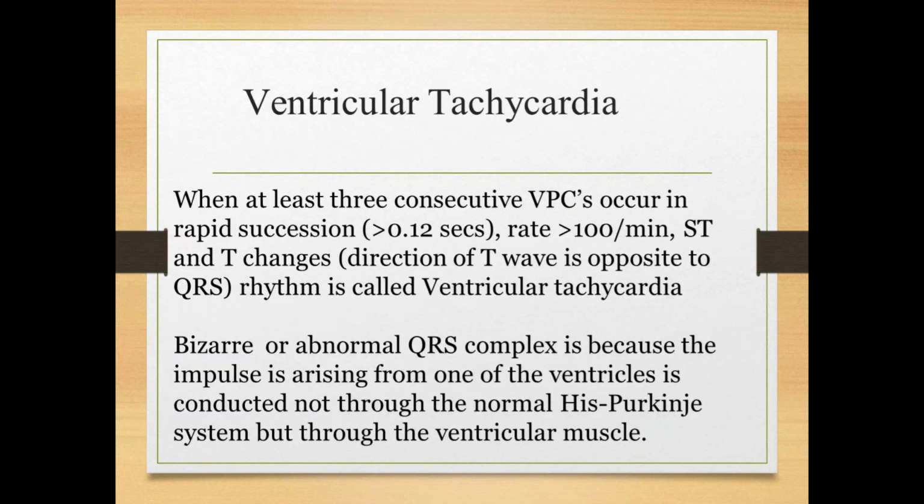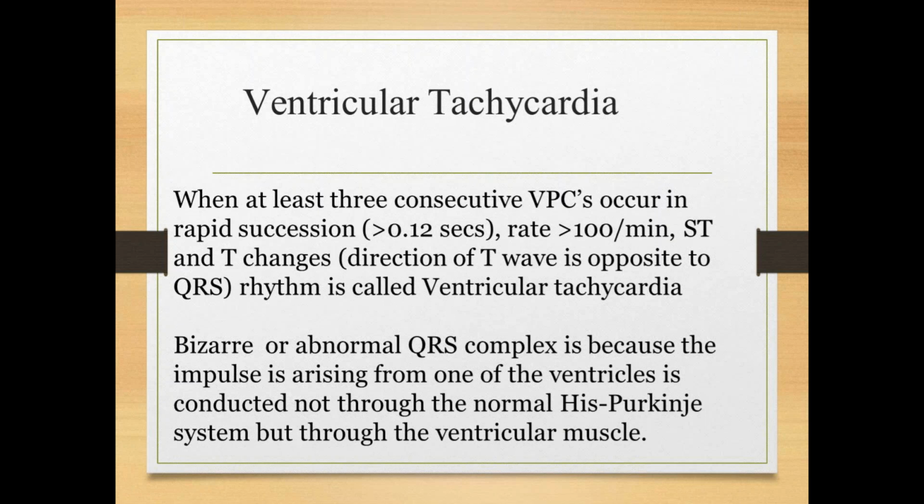Next, coming to ventricular tachycardia: when at least 3 consecutive ventricular premature contractions occur in rapid succession, more than 0.12 seconds, rate of more than 100 per minute, with ST and T changes, that is, direction of T wave opposite to the QRS, the rhythm is called ventricular tachycardia. The bizarre or abnormal QRS complex is because the impulse arising from one of the ventricles is conducted not through the normal His-Purkinje system but through the ventricular muscle. So you get bizarre or abnormal QRS complexes in ventricular tachycardia.